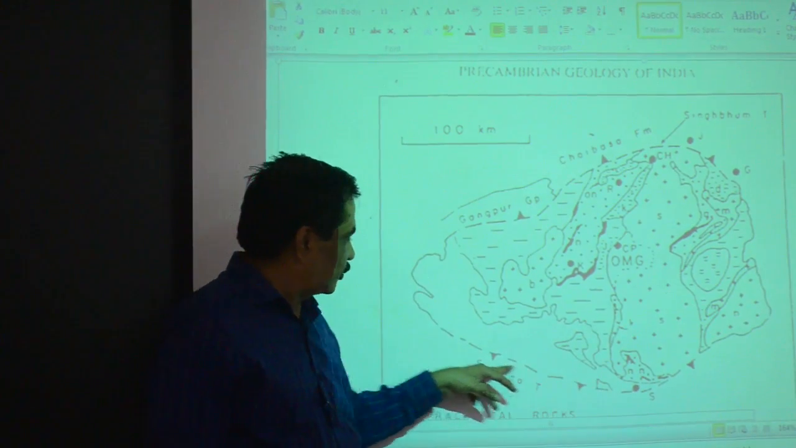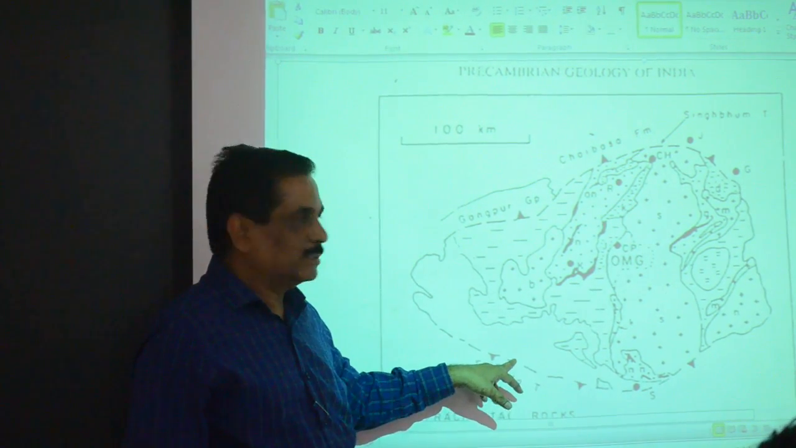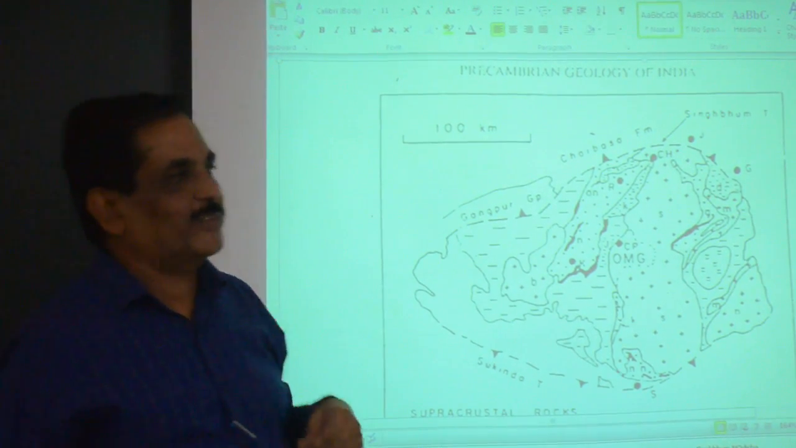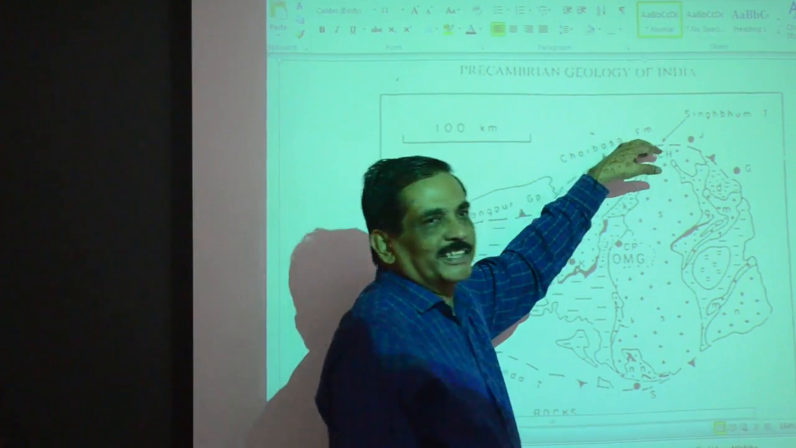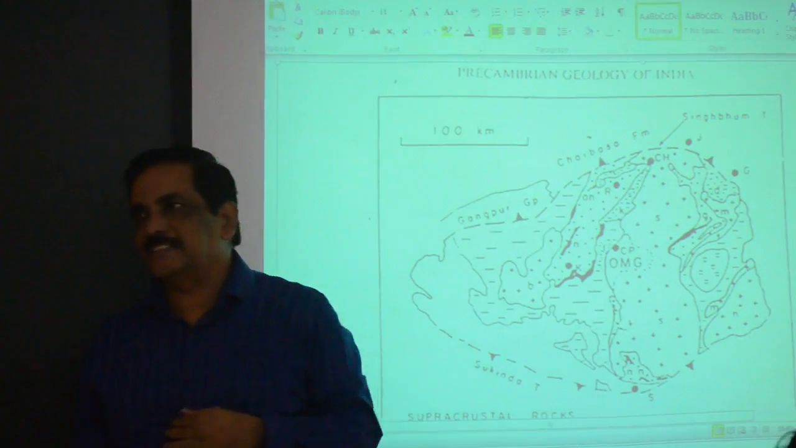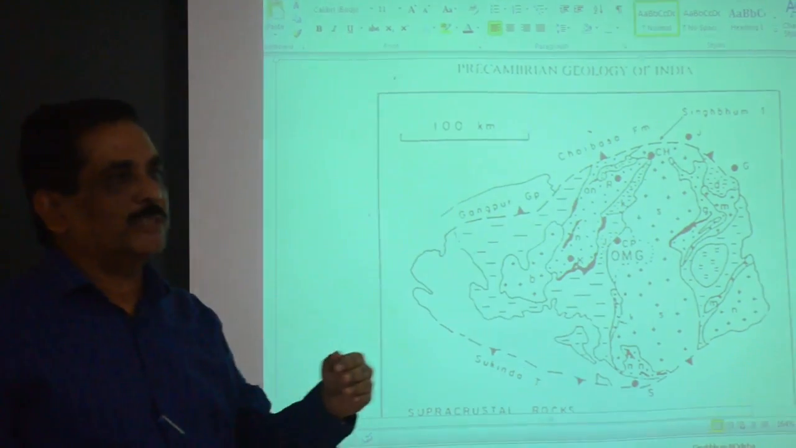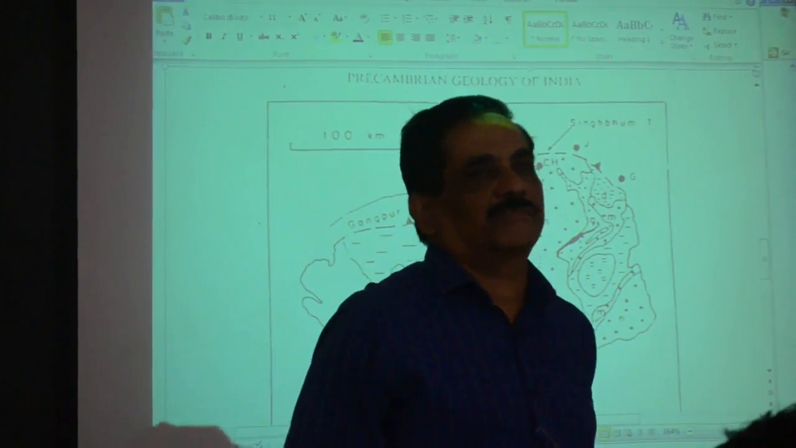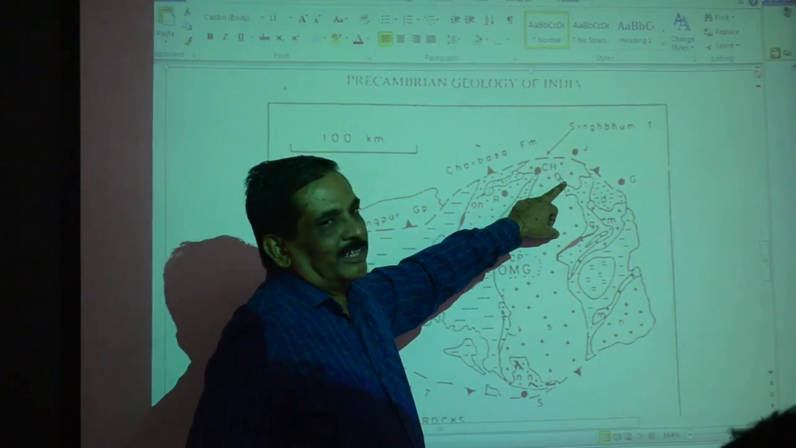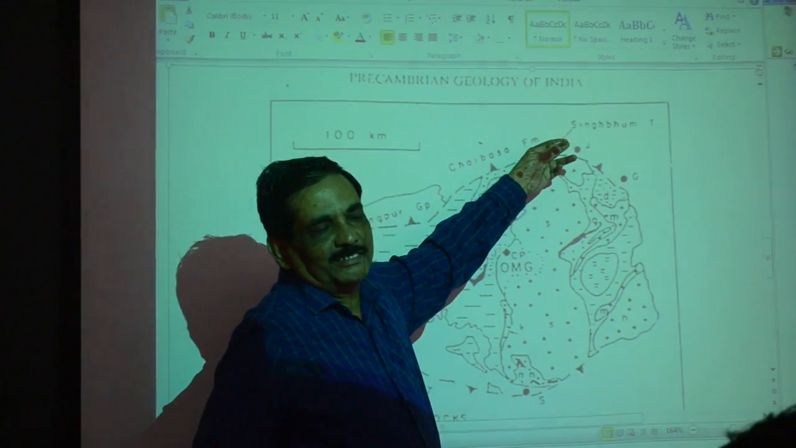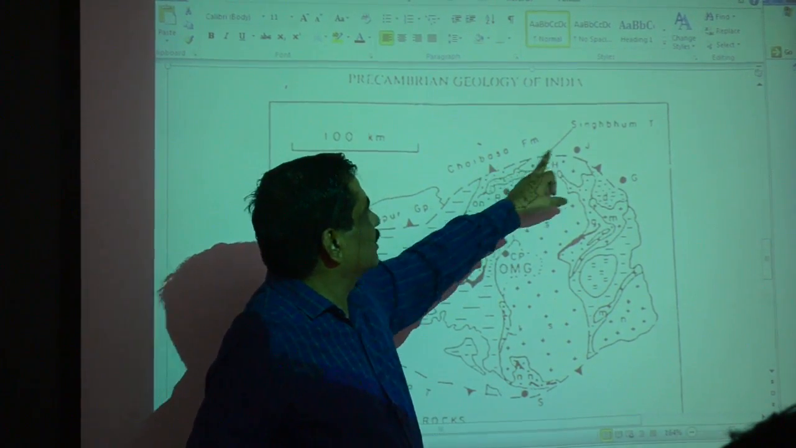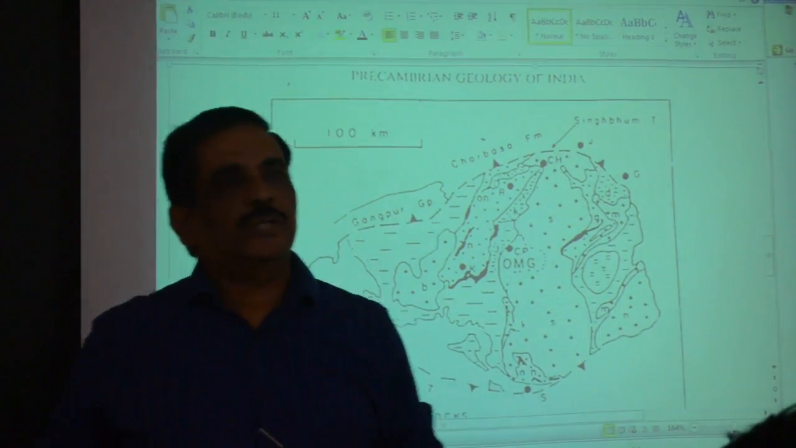You see Sukinda is written, Sukinda thrust. Sukinda is in Odisha. This Singhbhum thrust is in which state now? Jharkhand state. Earlier it was in Bihar. There is a place, this is Jamshedpur, J is written there. Jamshedpur is on the border of Odisha and Jharkhand. From this side of Jamshedpur this is Odisha; on the other side, this is the border. It goes along the border. Very high hills here are the natural divides of this place.